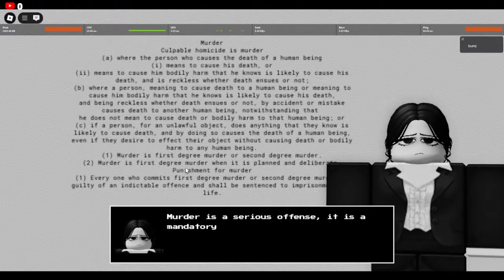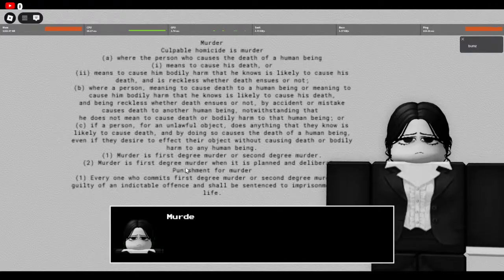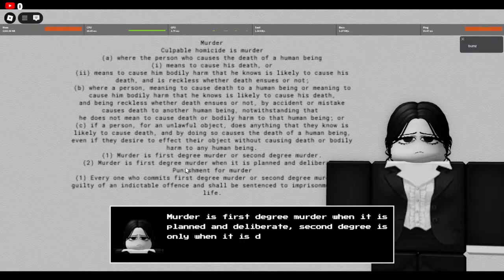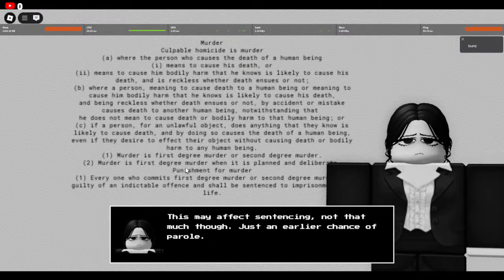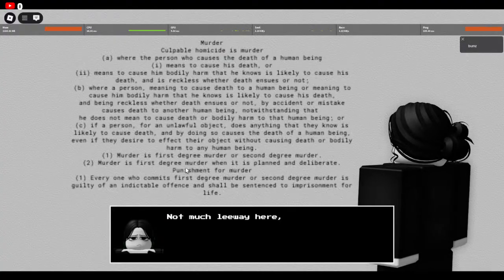Murder is a serious offense. It is a mandatory life sentence. Whoa, no kidding! Are we in Canada? Well, I am in Canada. Murder is first degree murder when it is planned. Second degree murder is only when... I didn't finish reading it! Parole. Not much, keep reading if you want.